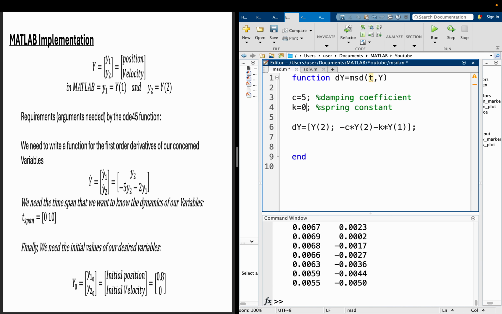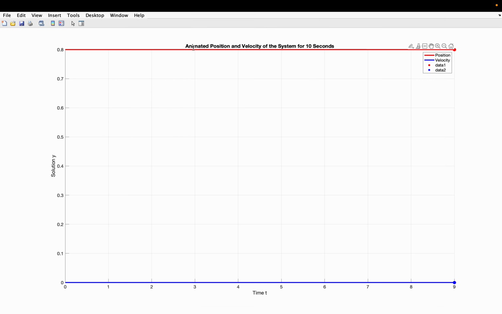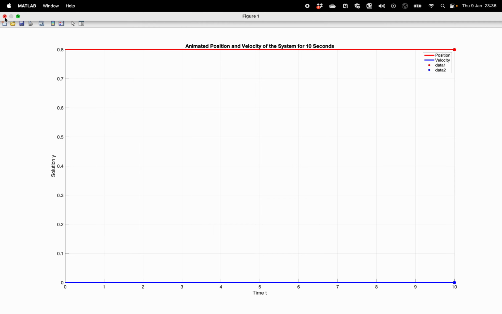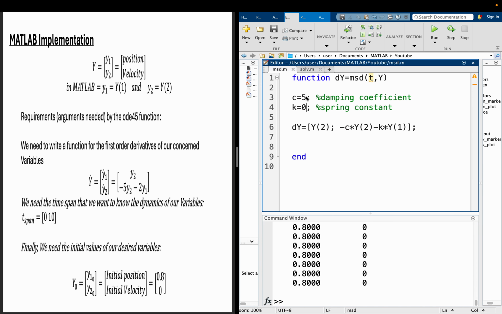We know that if the spring constant is 0, after releasing the spring, it will just remain stagnant. So we can also visualize that. As you can see, the initial position remains as 0.8 meters and the velocity remains as 0 because the spring constant is 0. So you can play with the parameters to see how changing them affects the system dynamics.